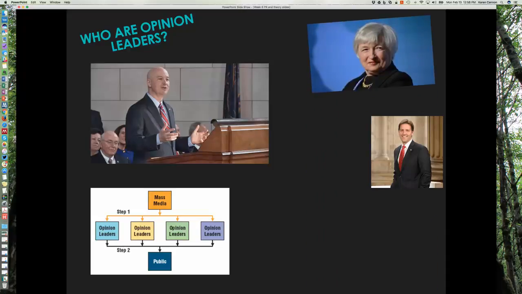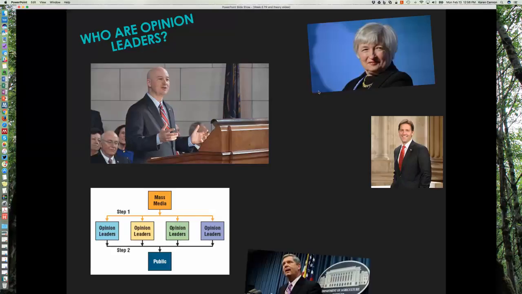Matters of finance and economy. This is a picture of Janet Yellen, who is the chairwoman of the Federal Reserve, and most importantly, they set interest rates. So if you have a credit card or a car loan or any kind of loan, and you pay a percentage of interest on it, the Federal Reserve is in charge of that rate. And so she is very knowledgeable. She's an opinion leader on finance and the economy here in the United States.